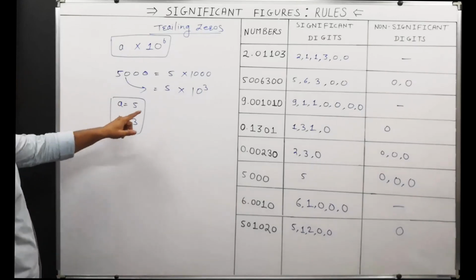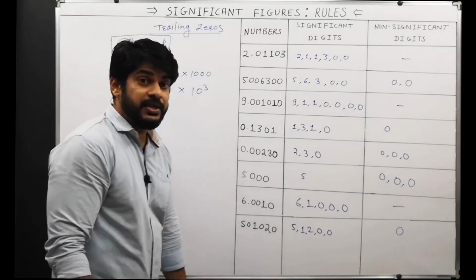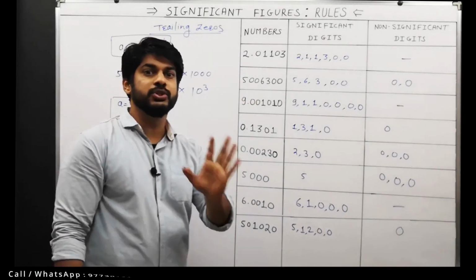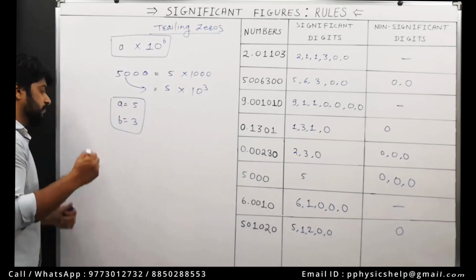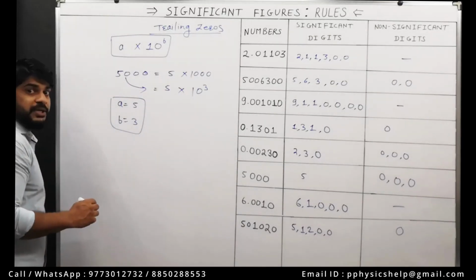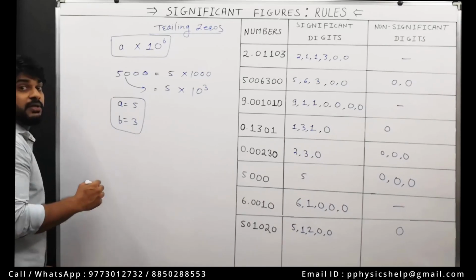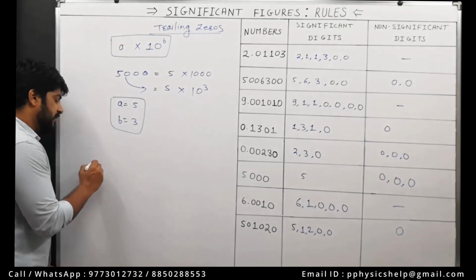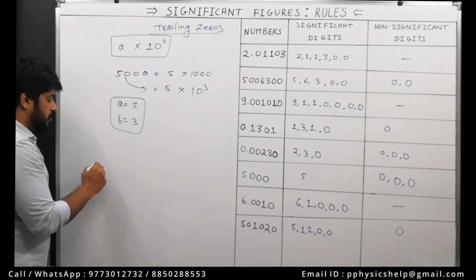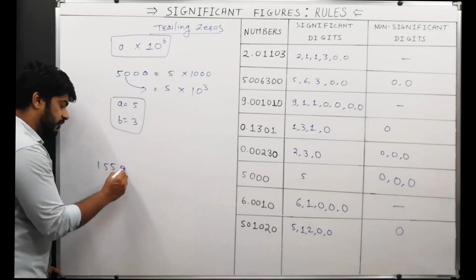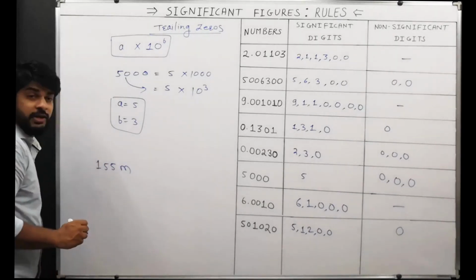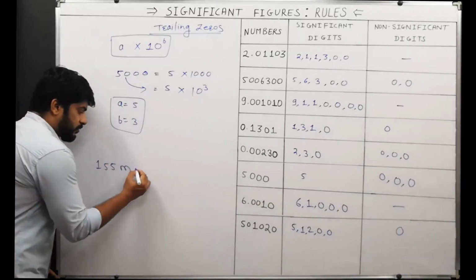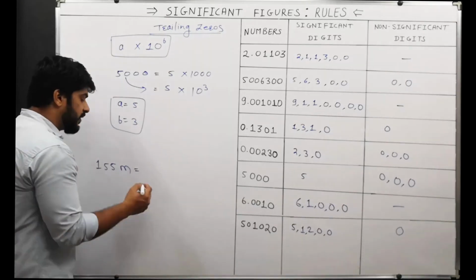So this is the way generally we represent any value. Why? I will tell you. Why do we really do this? There is a reason for that. See, suppose you make some measurement, let's say length. Let's say the length is 155 meters. This 155 meters can also be written in other ways.